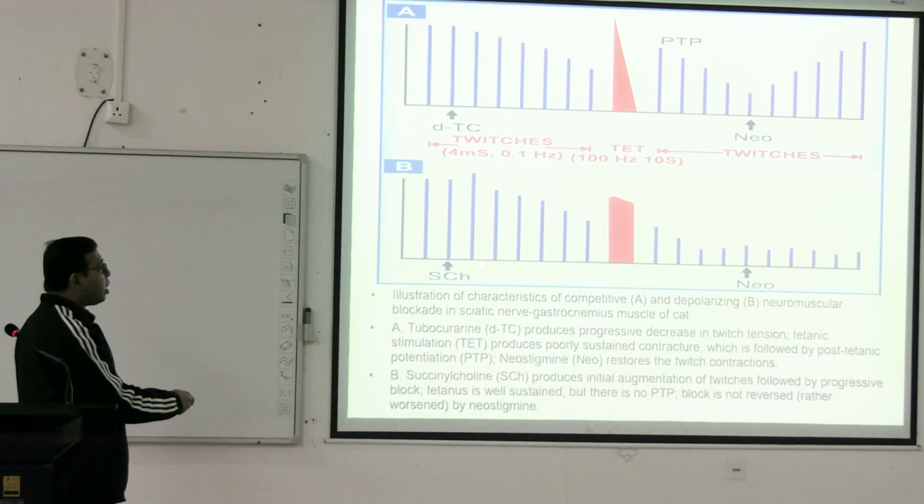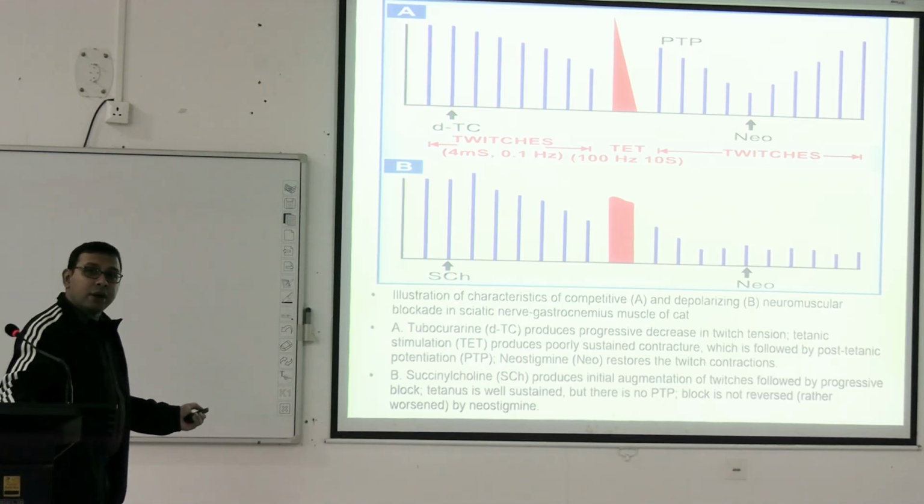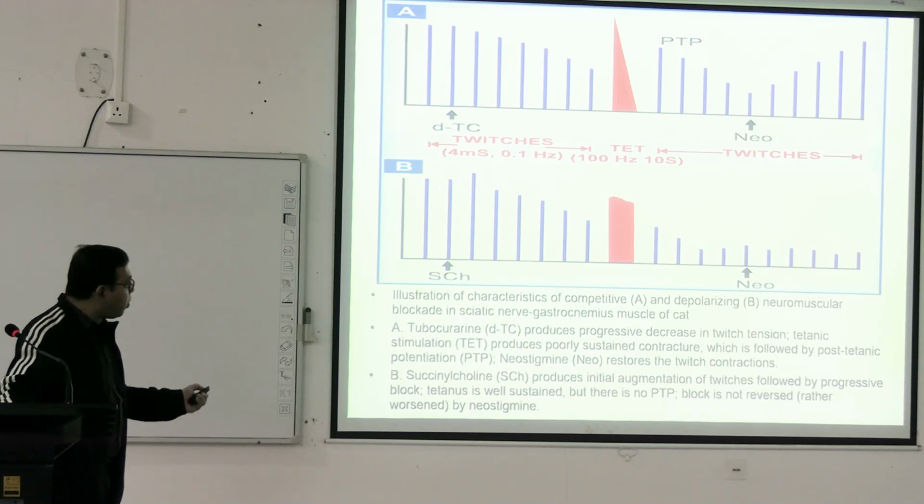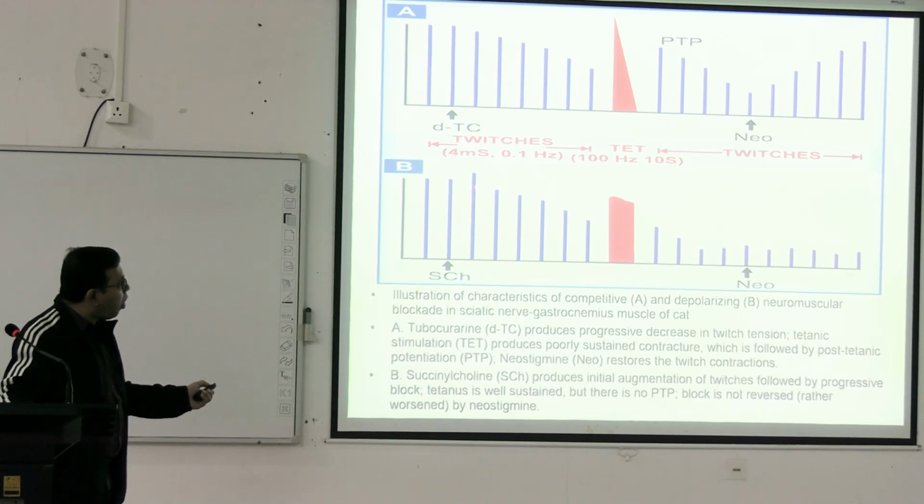Now when we use succinylcholine, the depolarizing blocker, because it is a depolarizing blocker, it causes initial contractions. This is known as fasciculation. So there is increased contraction. After this there will be a progressive block, so there will be a decrease of the contraction, a decrease of the twitch response.